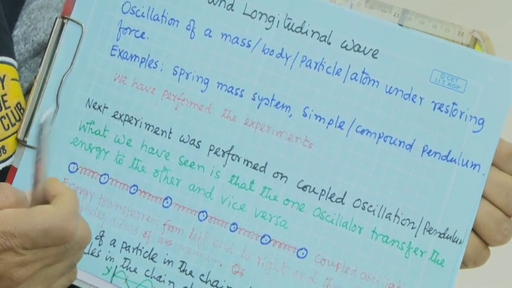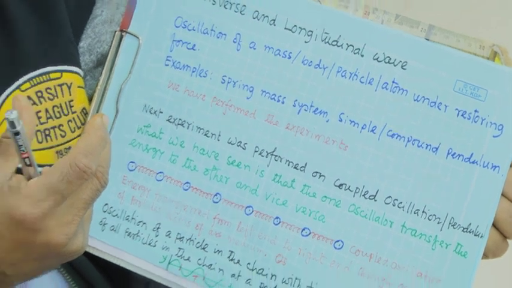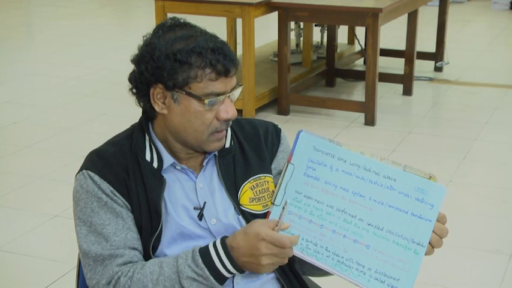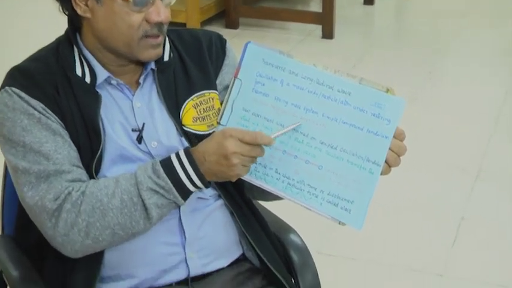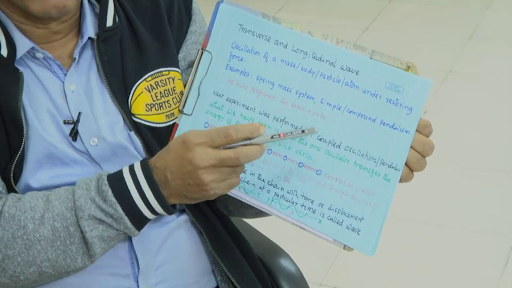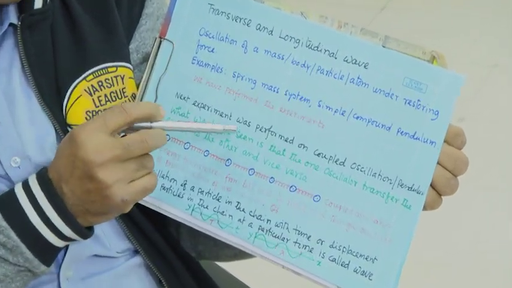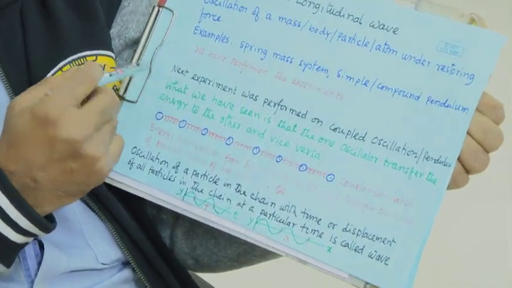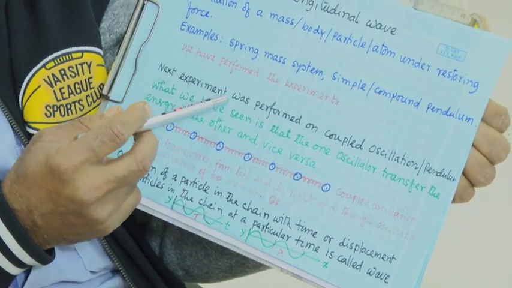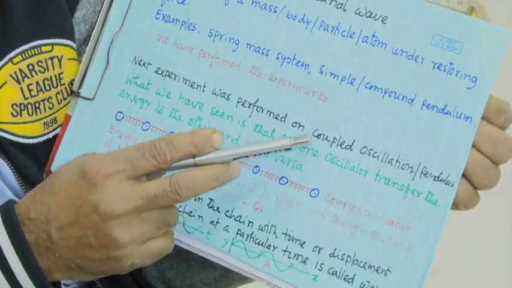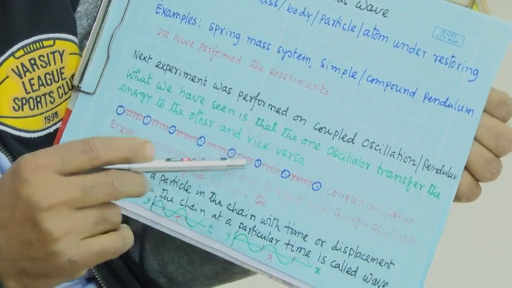So this is a single particle, it can be a heavy mass, it can be a very light mass like an atom. So they can oscillate if there is a restoring force. So we have performed the experiment of spring mass system and compound pendulum in our earlier classes. So next, we have also performed another experiment, that is coupled oscillation or coupled pendulum.